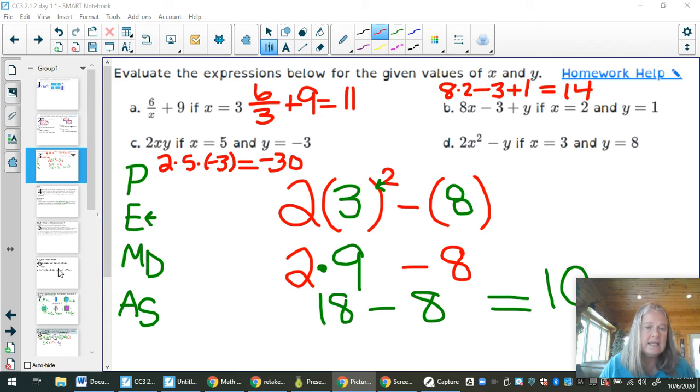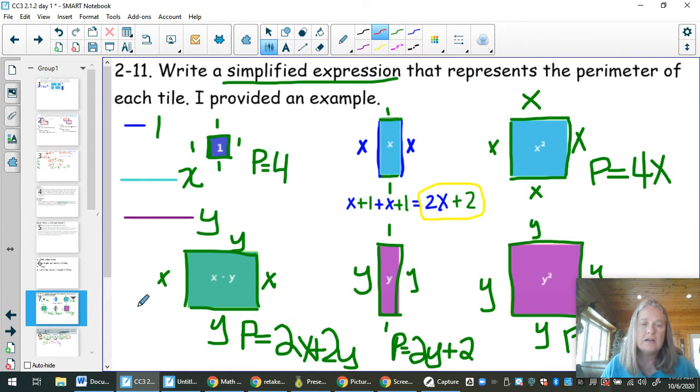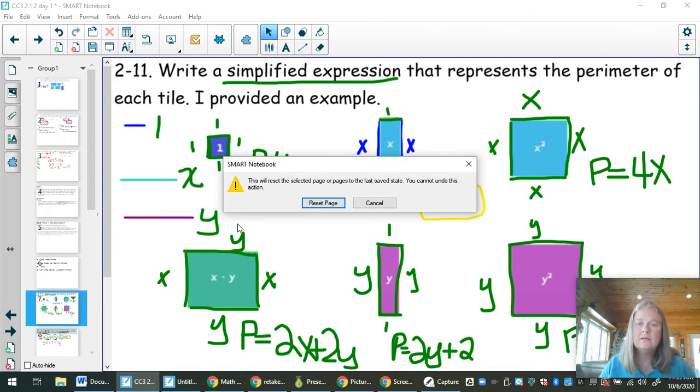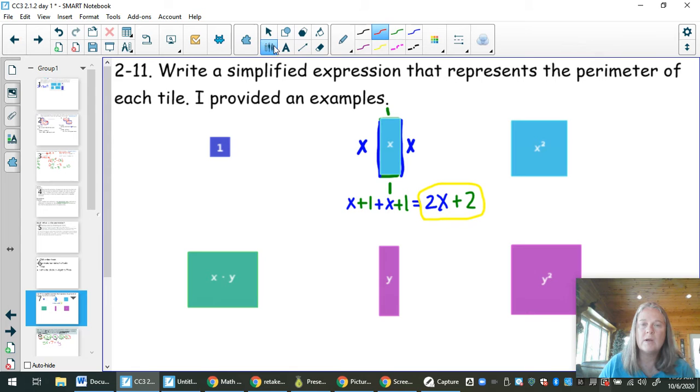So today we were working on perimeter of our tiles. So we started off with, let me reset this. We started off with one of each tile, and you're just going around the shape, labeling the lengths. The shortest length is a 1 length. That medium length is the x, and the longest length is the y.